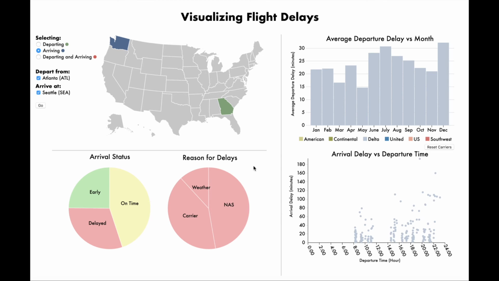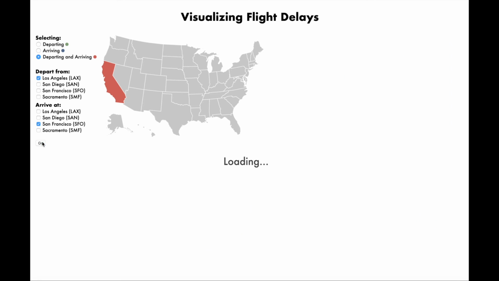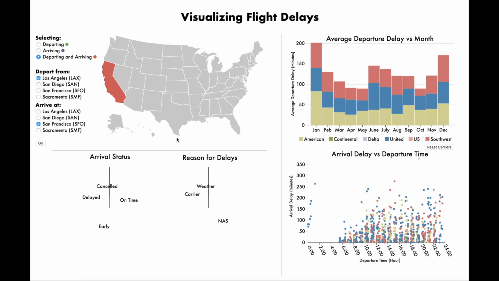Our next question is what time of day sees the least amount of delays from Los Angeles to San Francisco? Now we'll select departing and arriving, since they're both in California, and we'll go from Los Angeles to San Francisco. So the question is, what time of day sees the least amount of delays? By looking at our scatter plot, we see that from 2 o'clock all the way to 6 o'clock, we either have no delay or very little delay in our flights.